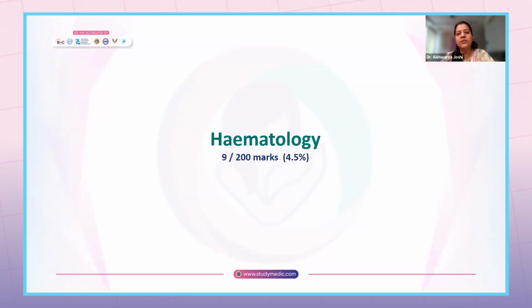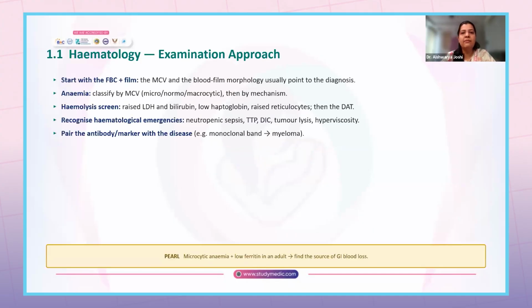Out of the 200 questions, hematology is expected to have 9 questions in one day. So whenever we have a question on hematology in MRCP, you will be getting a clinical scenario. You might get a clinical image or you might get a clinical lab investigation history. And on that basis, you have to analyze what exactly is the possible answer.